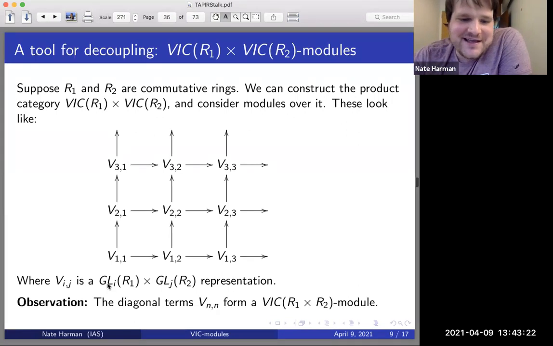The observation is that the diagonal terms are a VIC (R1 cross R2) module. So I'm taking VIC (R1 cross R2) and sitting it inside this larger two-dimensional thing. How does this help us? Well, it helps us in the fact that we now have more directions to go.